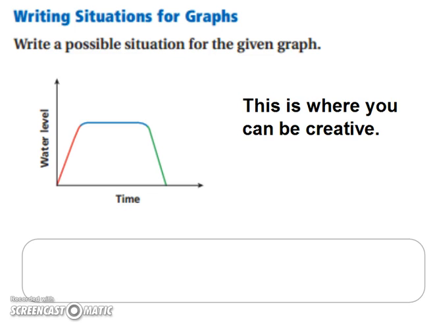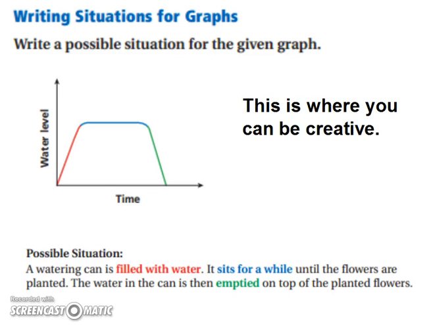Now that you've had a chance to come up with your own situation, let's see what we have here. A watering can is filled with water. It sits for a while until the flowers are planted. The water in the can is then emptied on top of the planted flowers.